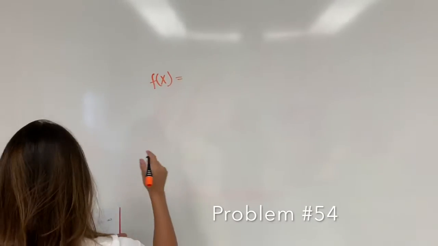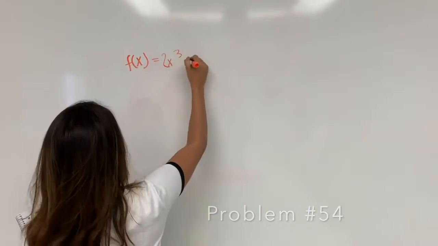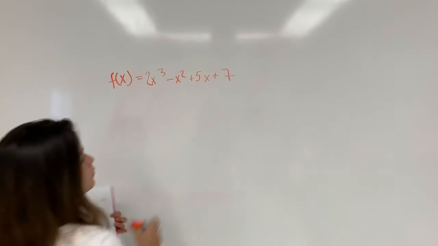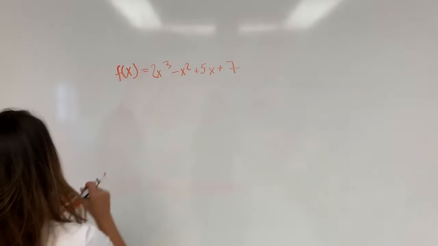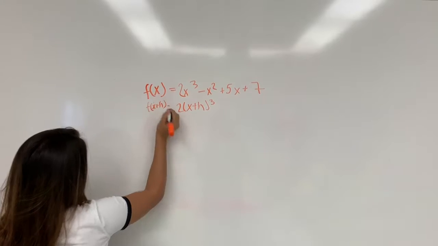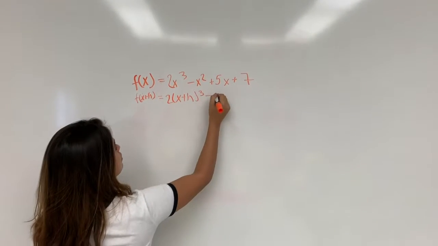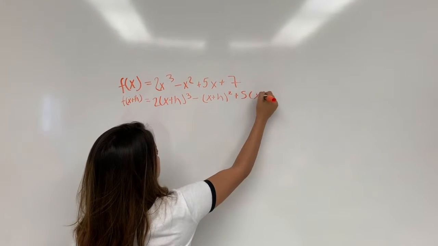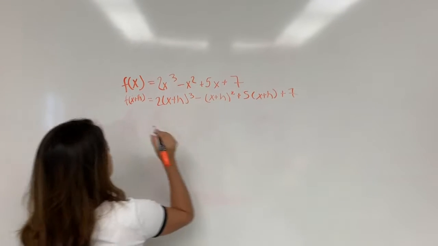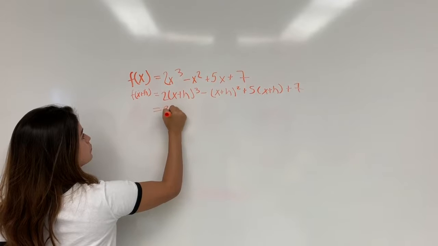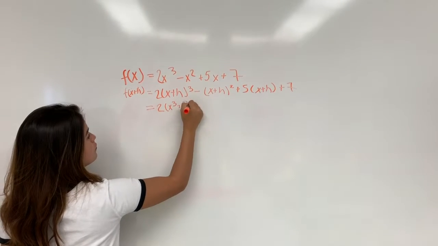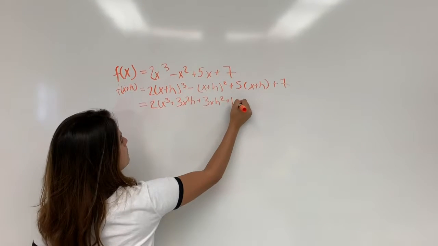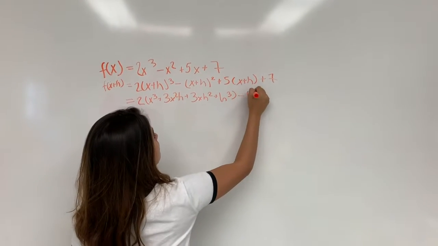Okay, so first we're going to solve the problem f of x equals 2x to the third power minus x to the second power plus 5x plus 7. As we are going to find the derivative of this problem by definition, we have to plug in x plus h in all of the x's of our problem. So we are going to put 2 parentheses x plus h to the third power minus x plus h to the second power plus 5 in parentheses x plus h plus 7.